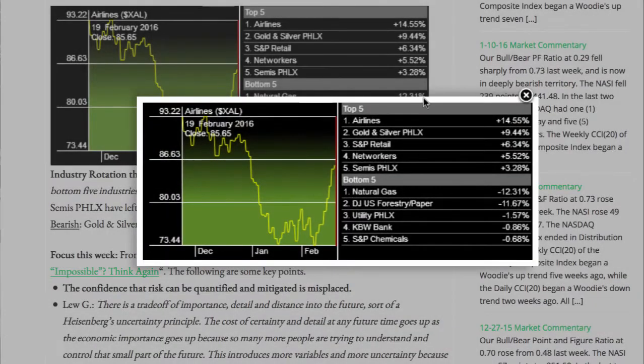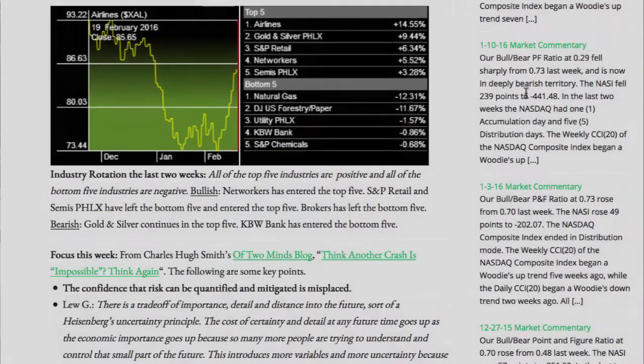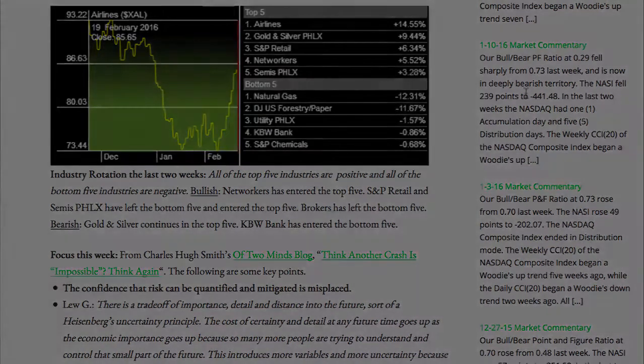Industry rotation the last 2 weeks. All of the top 5 industries are positive, and all of the bottom 5 industries are negative. Bullish, networkers has entered the top 5. S&P retail and semis have left the bottom 5 and entered the top 5. Brokers has left the bottom 5. Bearish, gold and silver continues in the top 5. KBW Bank has entered the bottom 5.